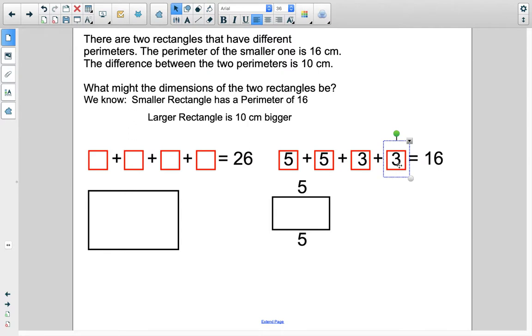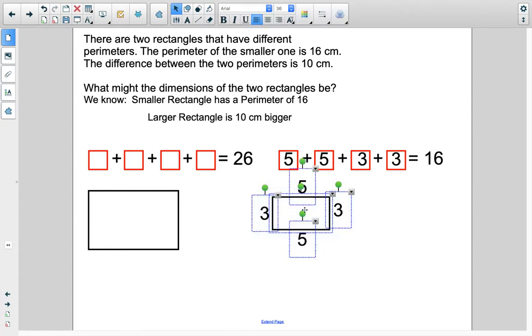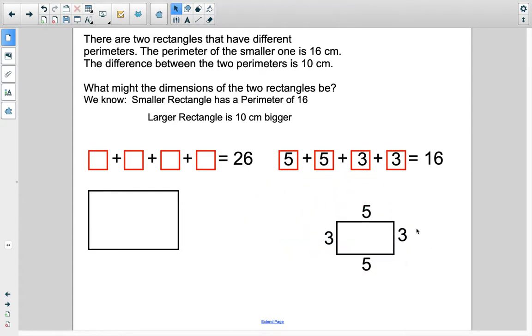All right, so now let's see if that works. Does that add up to 16? 5 plus 5 is 10. 10 plus 3 is 13. 13 plus 3 more is 16. So I have my answer for the first triangle. I know that the perimeter, the measurements of the first triangle are 5 by 3.